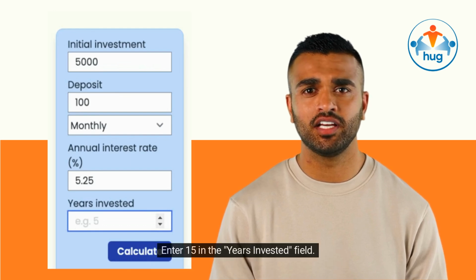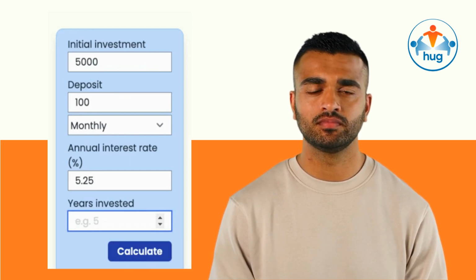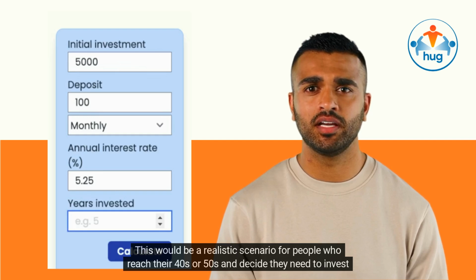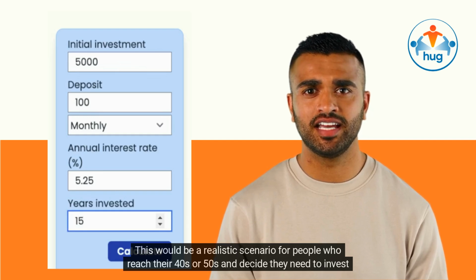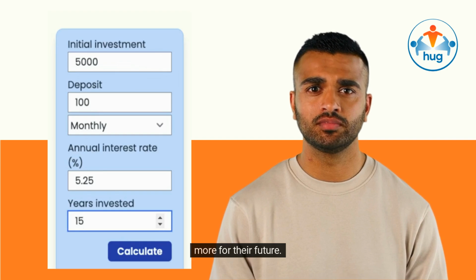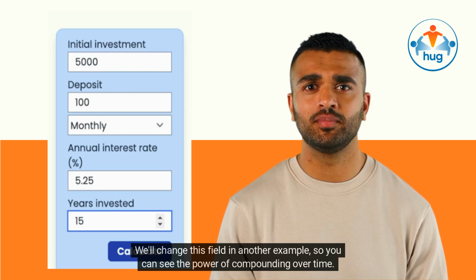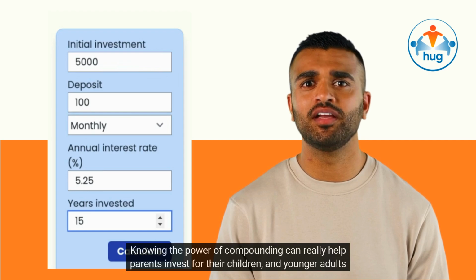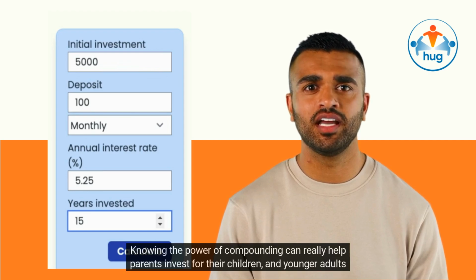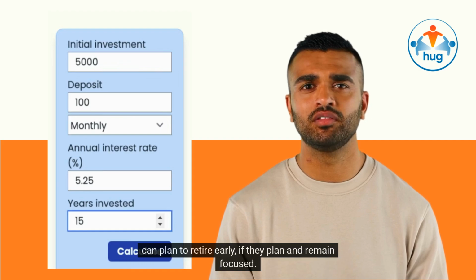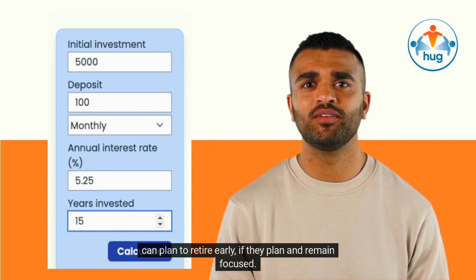Enter 15 in the years invested field. This would be a realistic scenario for people who reach their 40s or 50s and decide they need to invest more for their future. We'll change this field in another example so you can see the power of compounding over time. Knowing the power of compounding can really help parents invest for their children, and younger adults can plan to retire early if they plan and remain focused.